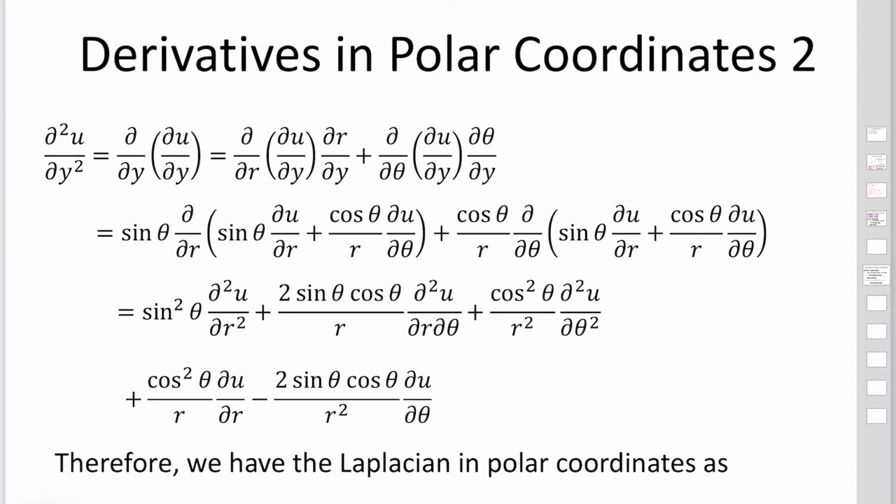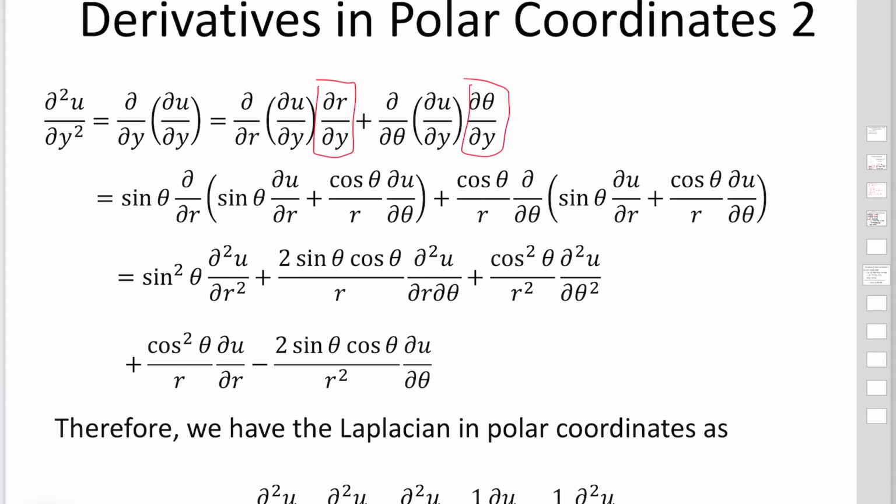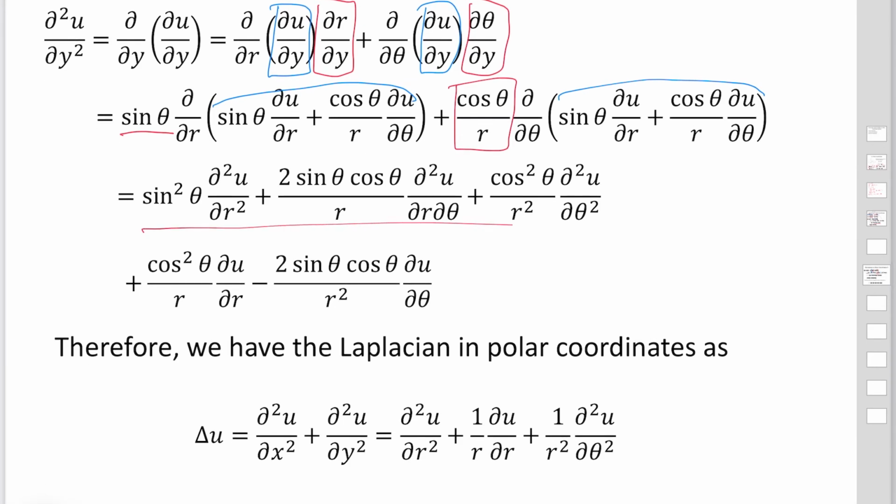Then we could also calculate the second partial derivative of u with respect to y. Again, we apply the chain rule. Partial r partial y and partial theta partial y are multiplied. Partial r partial y is equal to sine theta. Partial theta partial y is equal to cosine theta over r. Then you can substitute the first derivative, partial u partial y, here and the same terms here. Then perform the partial derivative with respect to r and with respect to theta. Then we obtain these equations.